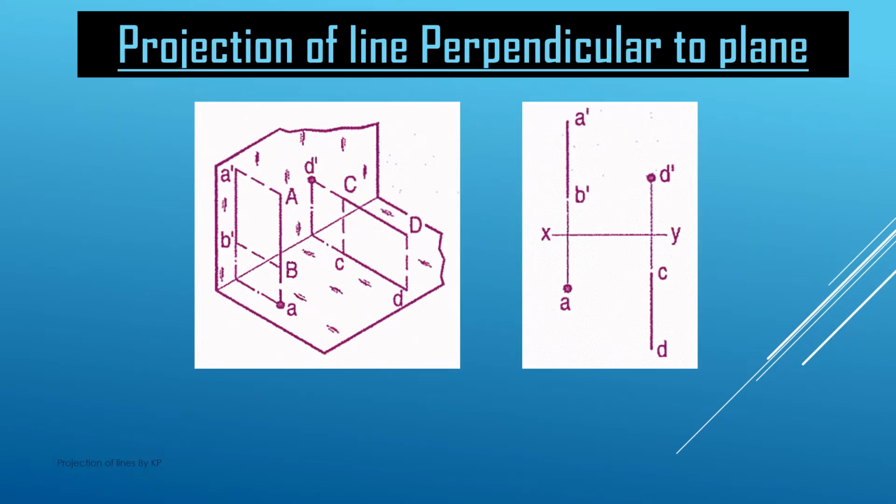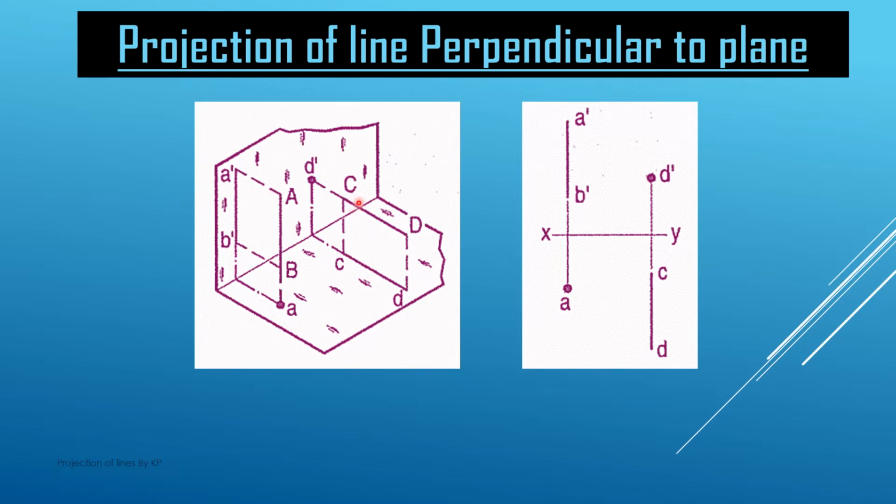When the line is perpendicular to the plane of projection, it may be HP or it may be VP. So here we have the line AB, and this line is perpendicular to HP and it is parallel to VP. When we take the projection of this line, when we see from the top, both points A and B are coinciding in this case. So we are getting a point on the HP, and on the VP we are getting a line A dash B dash, which is representing the true length of the line. So this is the projection when the line is parallel to VP and perpendicular to HP.